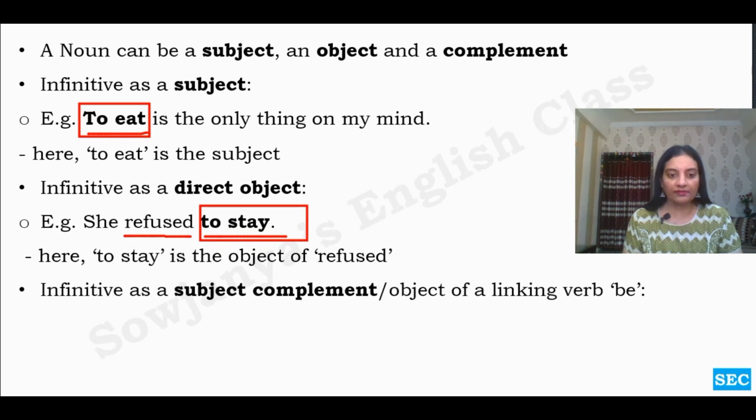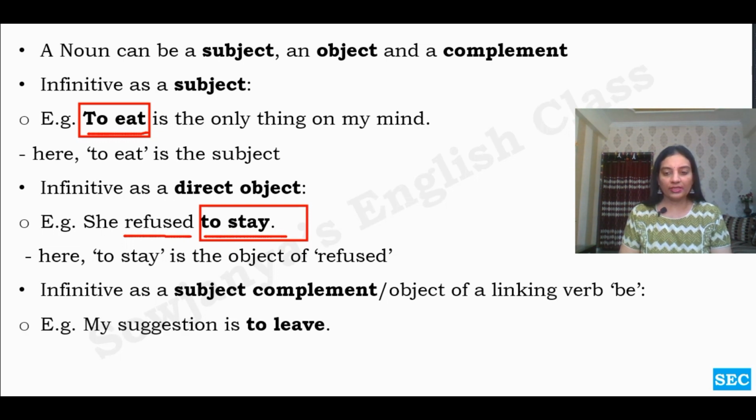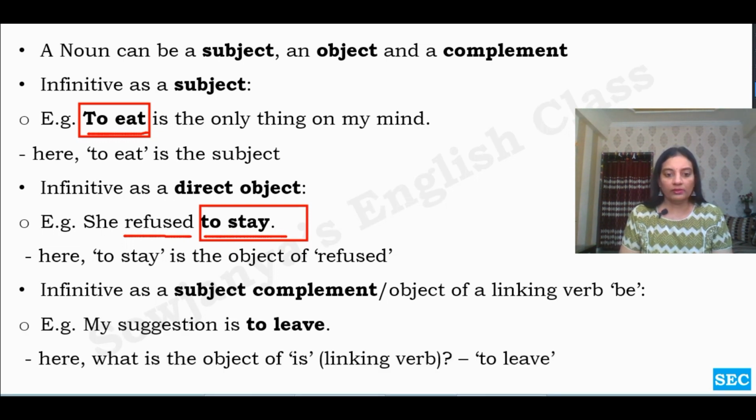And then infinitive as a subject complement. Subject complement is also called the object of a linking verb be. Okay, do you remember linking verbs? Is, am, are, was, were. So it acts as an object of a linking verb as well. Let us check with one sentence. My suggestion is to leave. So here the object of the linking verb is to leave. In this way we can say that an infinitive can act as a subject complement.